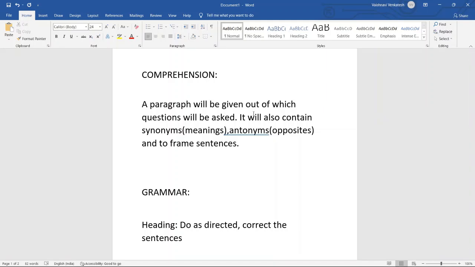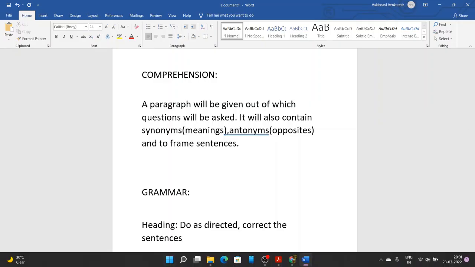Hi guys, so I'm the friend she was talking about. So first we'll cover what comprehension type of questions will be asked. Comprehension basically is a paragraph that will be given, out of which questions will be asked. It will also contain synonyms, that is meanings, and antonyms, which is also called opposites, and you will also be asked to frame sentences with words that are inside the paragraph.